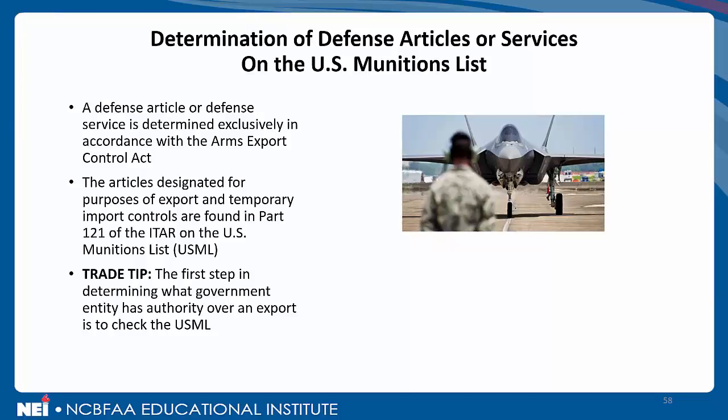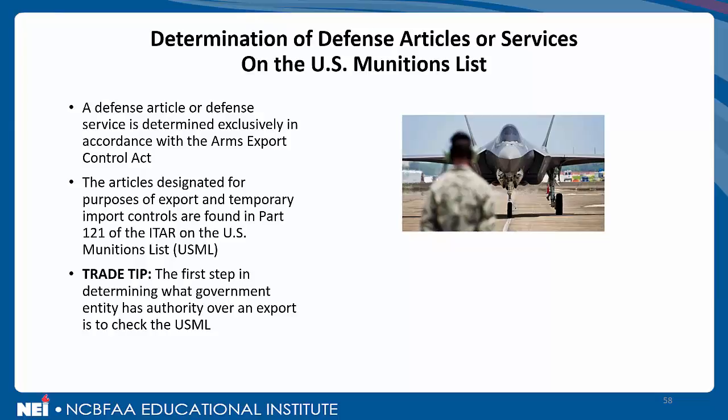Second bullet point, the articles that are designated for purposes of export and temporary import controls are found in Part 121 of the ITAR on the U.S. munitions list. That USML that we've mentioned so many times now. You'll recall from our previous section that we were looking at Part 120, which provided the purpose of the ITAR as well as definitions. Now we're in 121, which is the specific USML.